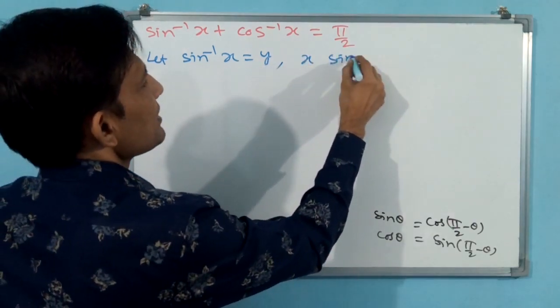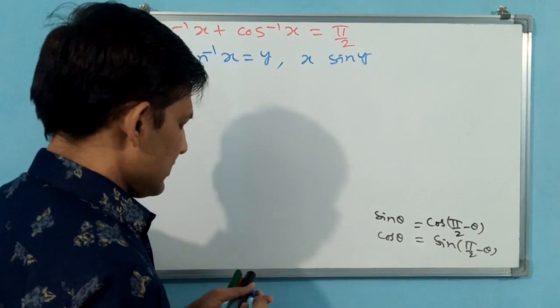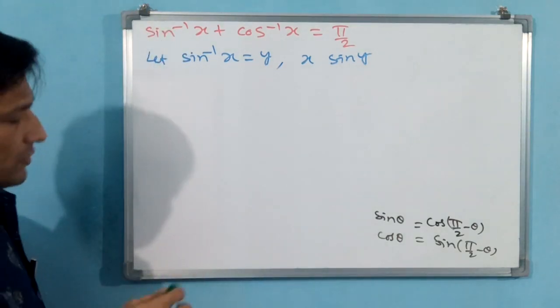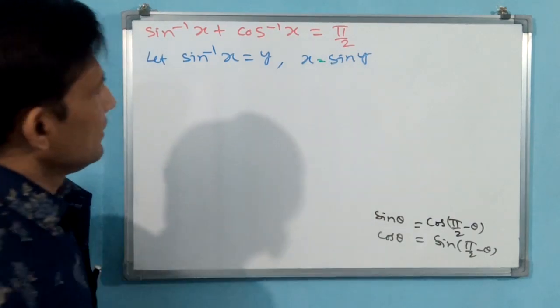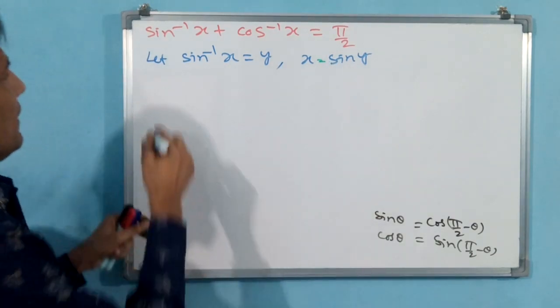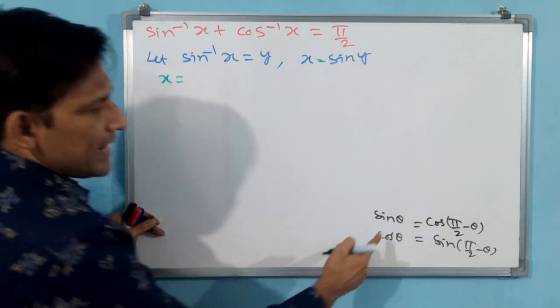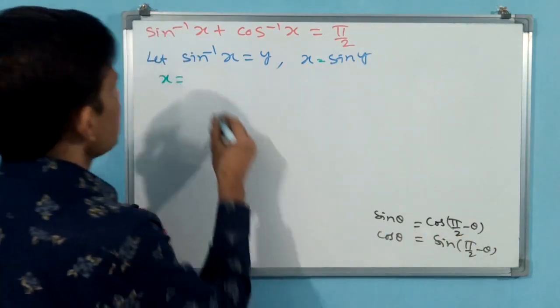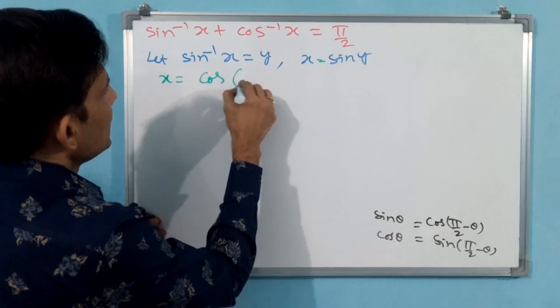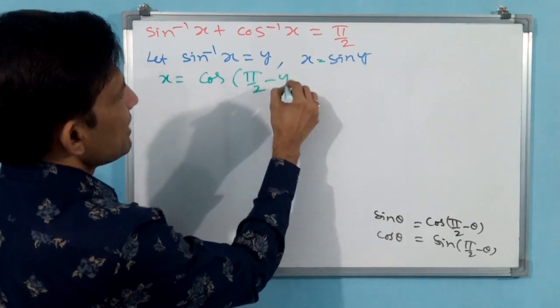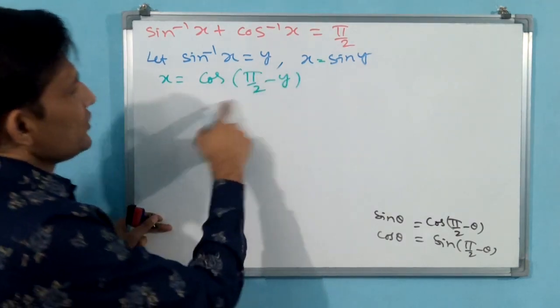x is equal to sin y. Shall I take? Definitely you take. Okay. Now, x is equal to sin y. What I am doing: x is equal to sin y means cos(90 minus y). Definitely I can take cos(90 minus y). Is it okay?